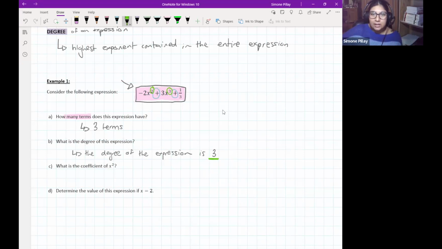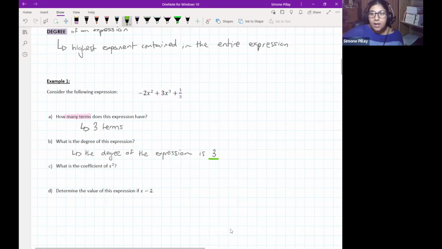Then they're asking us, what is the coefficient of x squared? And I see you guys are giving me a lot of other terminology in the chat, which is great. You guys clearly know your stuff. So yes, you guys are so right.